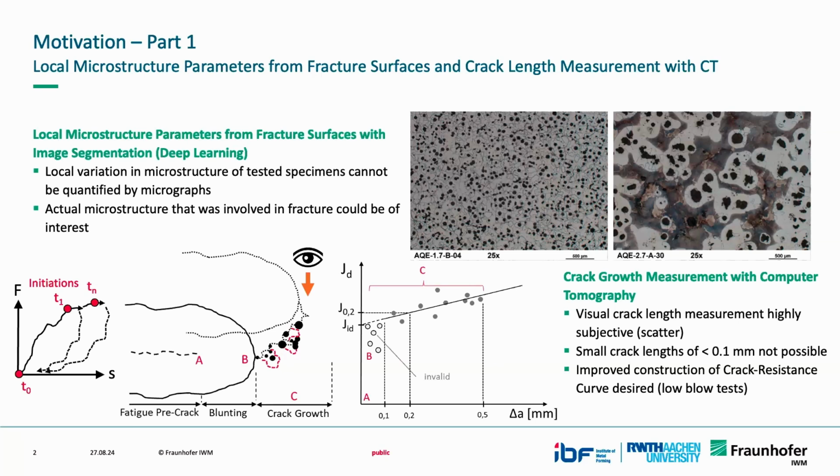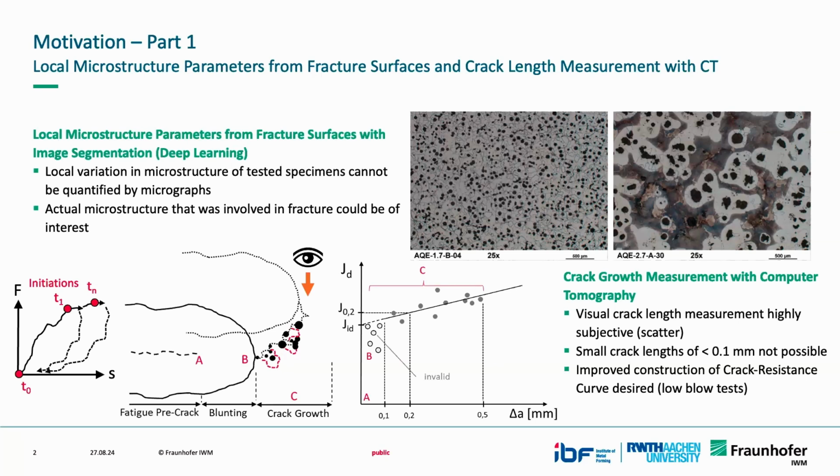But we thought it would be a good idea to actually look at the local variation of microstructure, because we all know if we extract a small specimen somewhere else in the component and we fracture it, then there might be a local variation in the microstructure there. And if we want to analyze that, we can't really use this micrograph technique because we would destroy the fracture surface. And we want to get the information of the actual microstructure that was involved in the fracture process. So we wanted to use AI to be able to quantify that and then compare it to what the so-called nominal microstructure says.